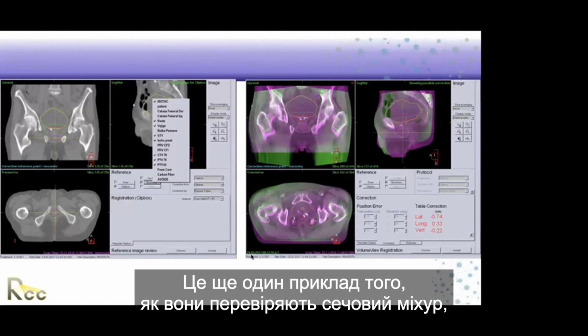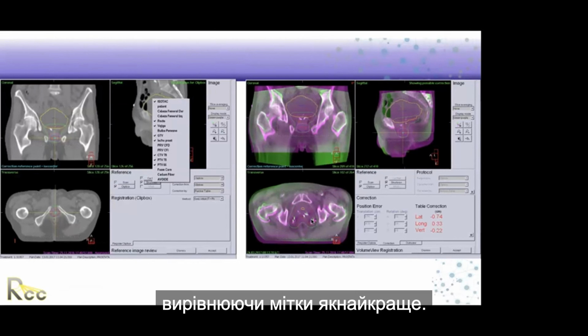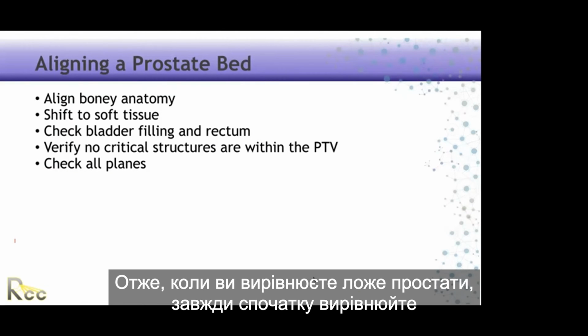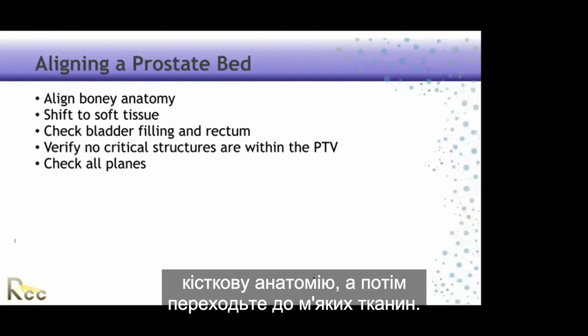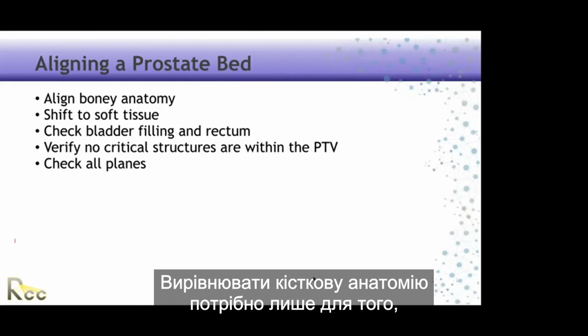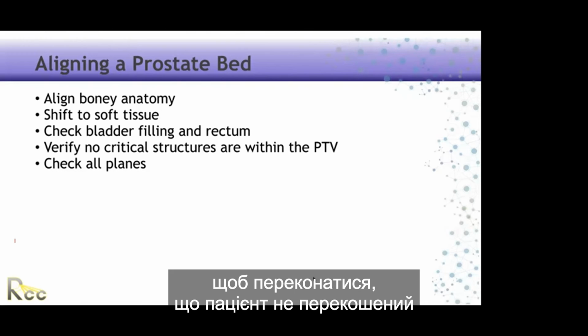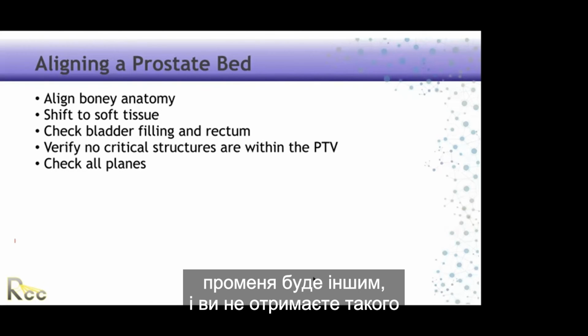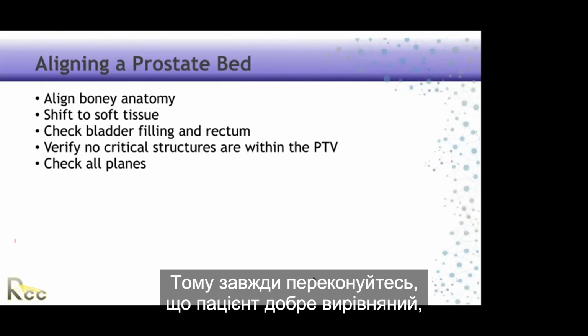This is just another example on the Elekta of them checking the bladder, aligning the clips to their best ability. And so, when you're aligning a prostate bed, you always want to align bony anatomy first, then shift to your soft tissue. You want to align the bony anatomy just to make sure the patient isn't rolled or pitched too much, because then the attenuation, the beam will be different and your match is not as good.